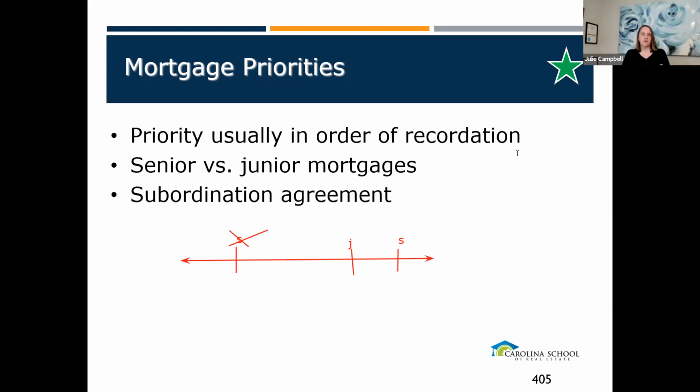The senior still wants to be paid first, yes? And if you're asking to do a refinancing, they're not going to do it unless the junior mortgage agrees to subordinate.